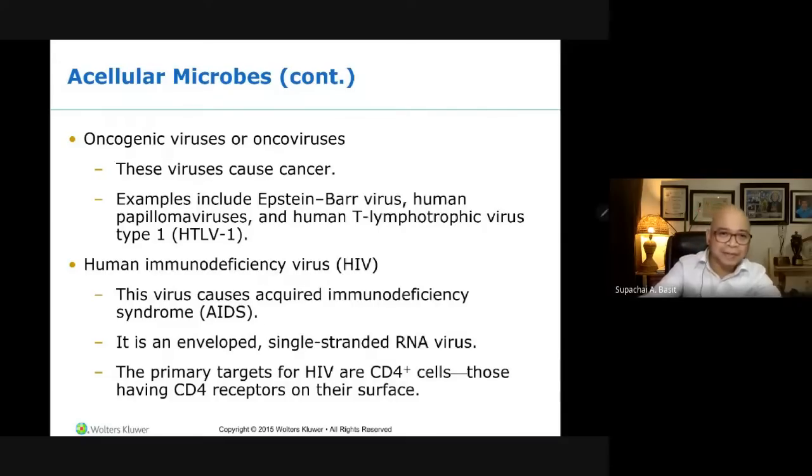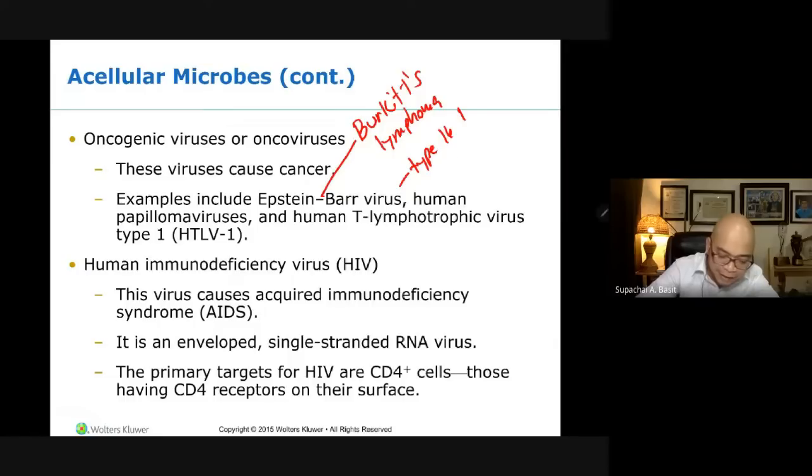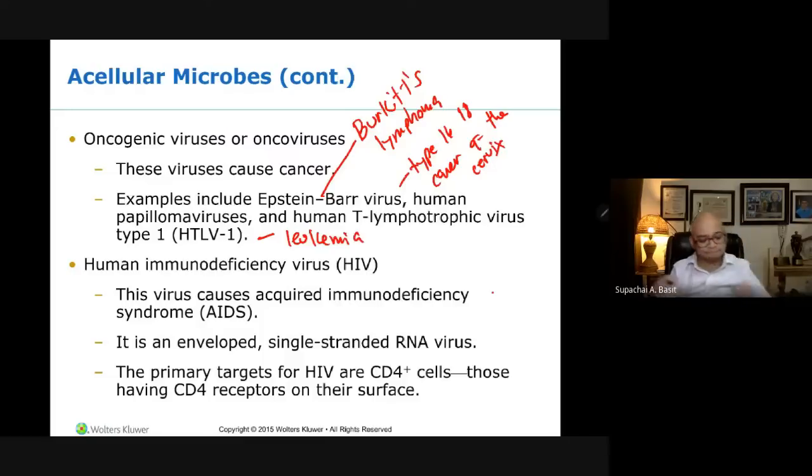Okay, so the Epstein-Barr virus is related to Burkitt's lymphoma. The human papilloma virus, particularly type 16 and type 18, can cause cancer of the cervix. Penile cancer, because the human papilloma virus that can cause cancer are the genital warts. And then the human T lymphotropic virus, which a while ago I had mentioned can cause leukemia.